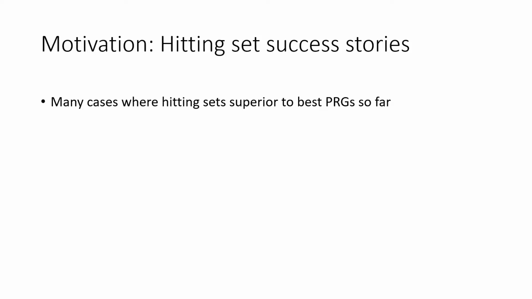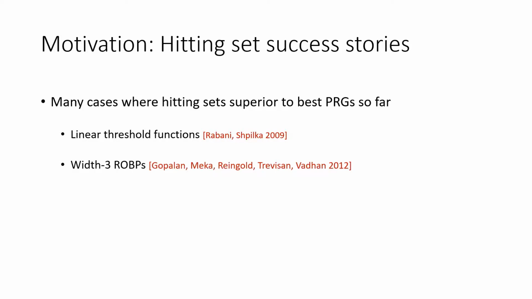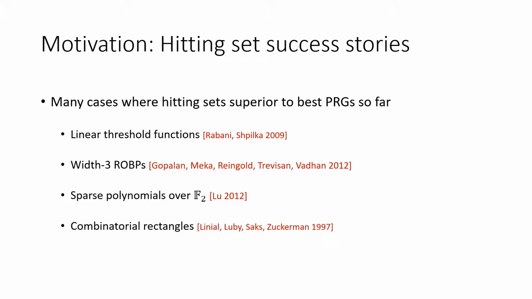Let me also quickly mention that there are lots of cases where there has been more success constructing hitting sets than constructing pseudorandom generators or pseudorandom pseudodistributions. For example, linear threshold functions, width-3 branching programs, sparse polynomials, combinatorial rectangles, regular branching programs. So constructing hitting sets really is often much easier than constructing pseudorandom generators. That's why we want to design algorithms that use hitting sets without the need for pseudorandom generators.